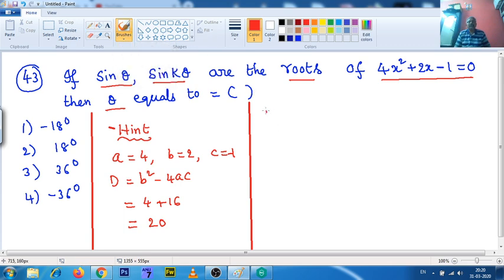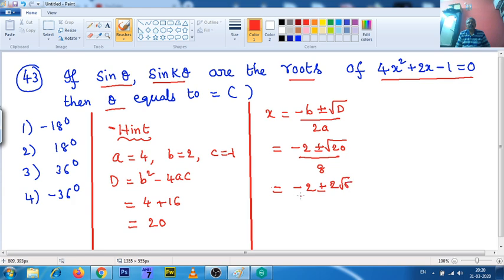Now let us find out x. We have the formula x is equal to minus b plus or minus root d by 2a. Substituting the respective values, here minus 2 plus or minus root 20, d stands for discriminant, by 2a, 2a means 8 here. So, minus 2 plus or minus root 20, that is 2 root 5, by 8. Take 2 common, we get minus 1 plus or minus root 5 by 4. So, that means here we have both the roots.